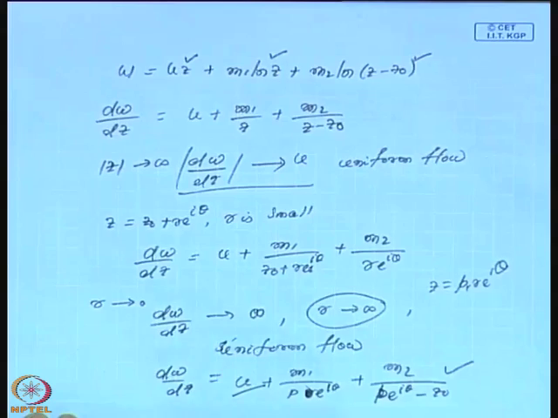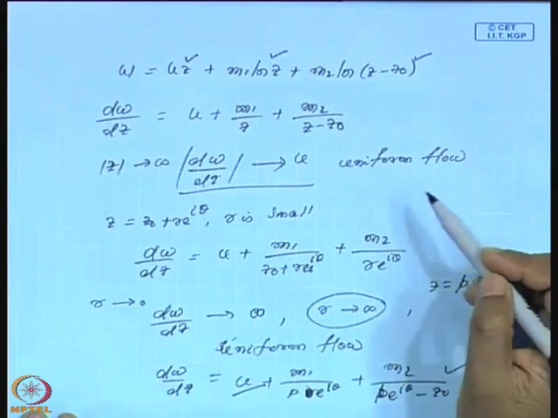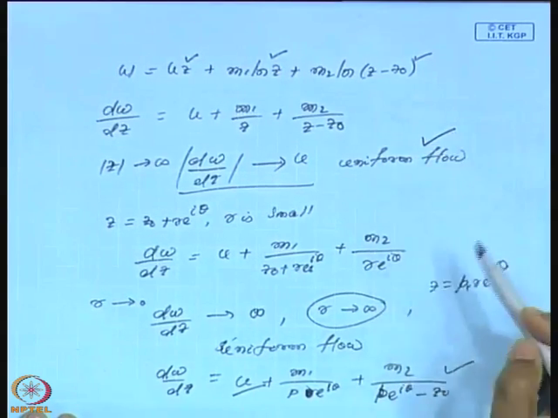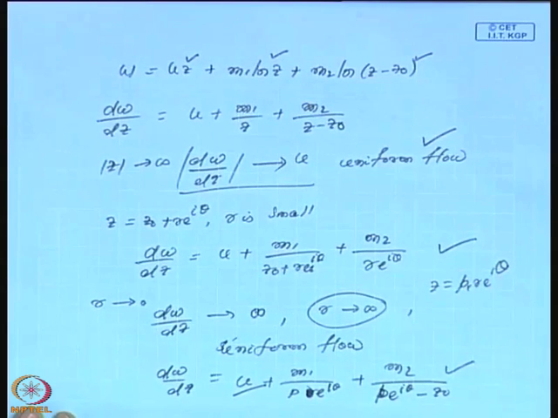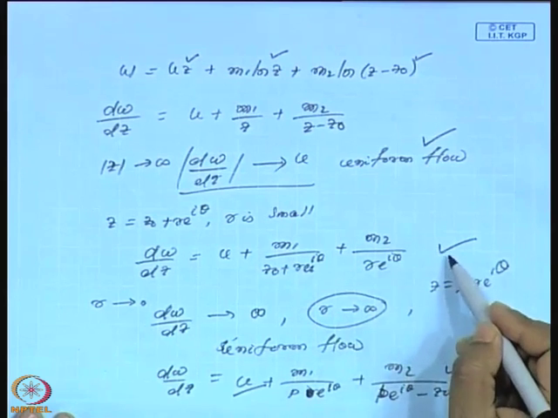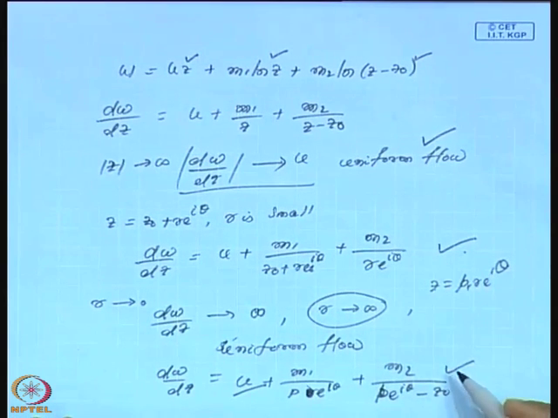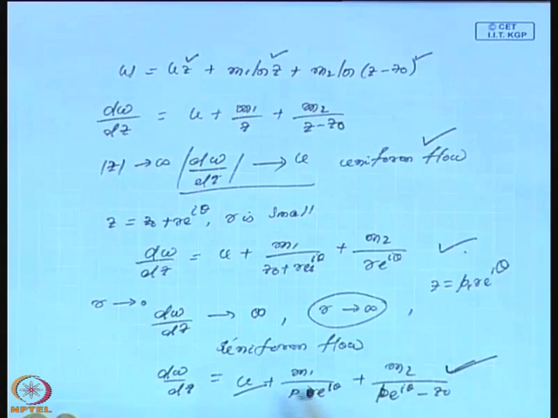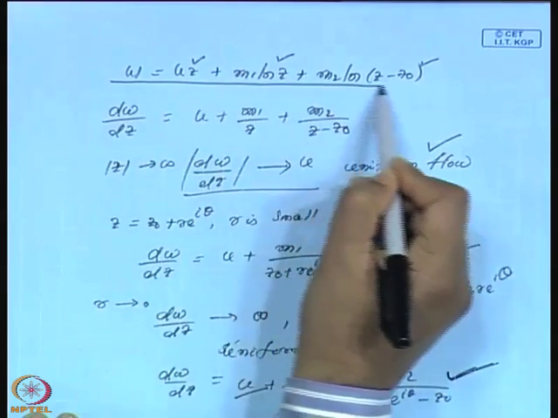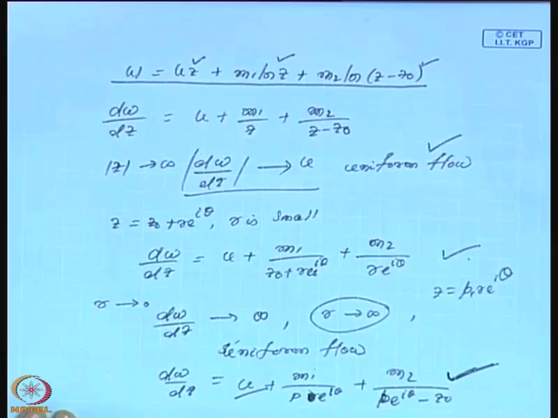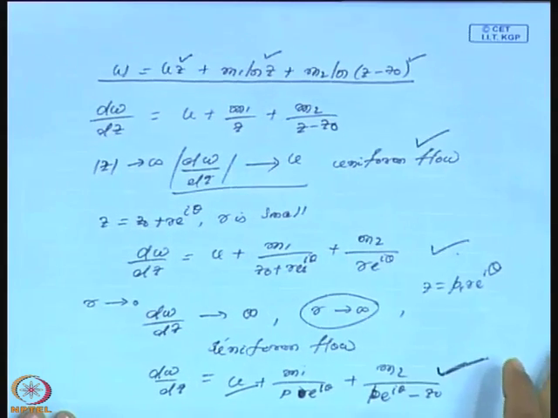In fact, we analyzed three cases. In the first case, we have seen that we can have a uniform flow. In the second case, we have seen that the characteristics of a source of strength m2 located at z is equal to z naught also remain. And in the third case, we have taken a source of strength m1 located at z is equal to 0, and the characteristics of the flow are intact. So the addition of the three flows does not affect the flow characteristics.